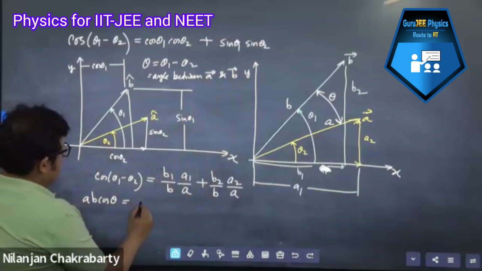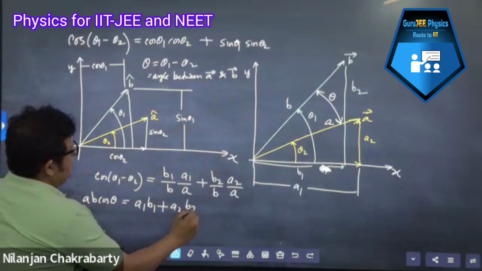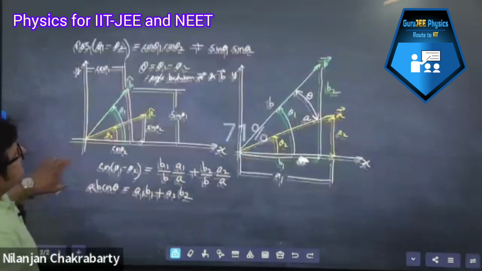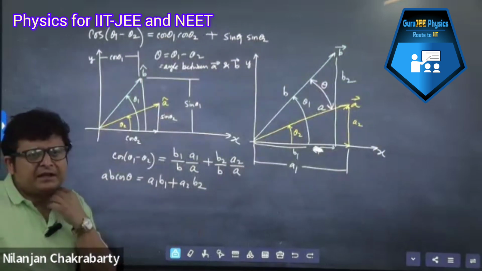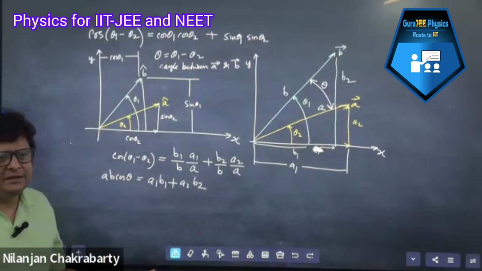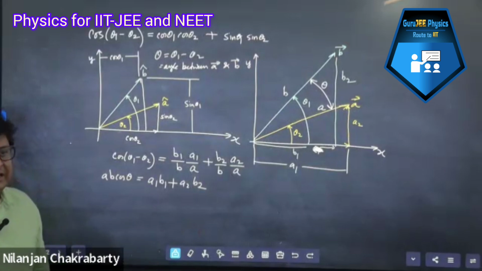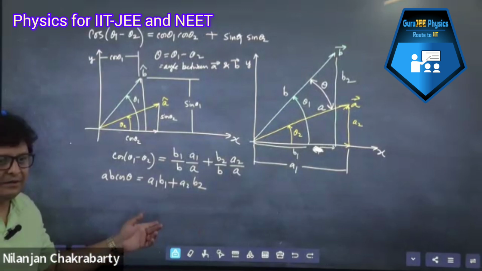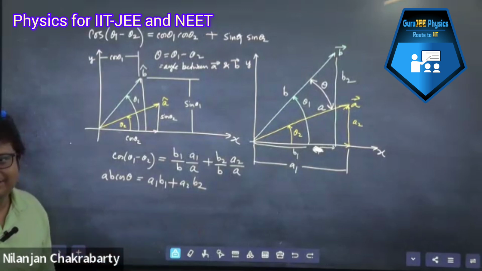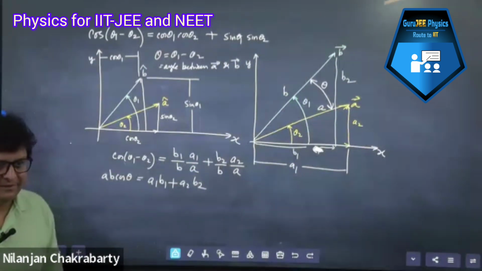Now AB cos theta is what? A1 B1 plus A2 B2. Isn't it very surprising and easy? So easy. You have two vectors expressed in terms of I cap, J cap. You can find cos theta, cos of the angle between the vectors, by this formula. Got it, na?